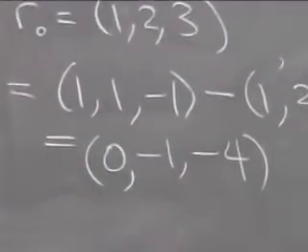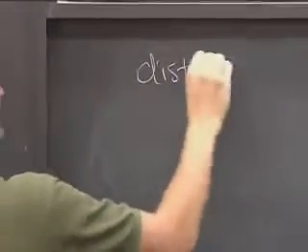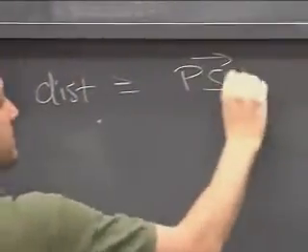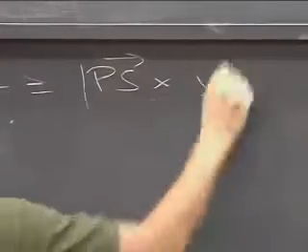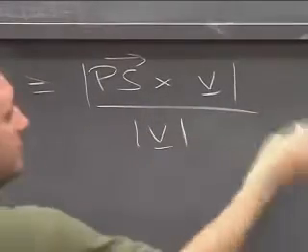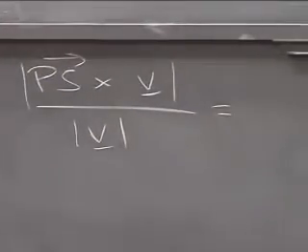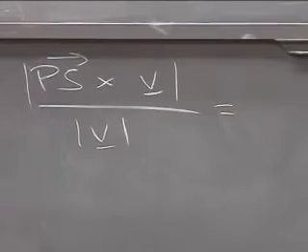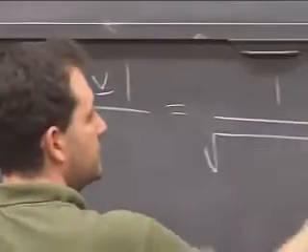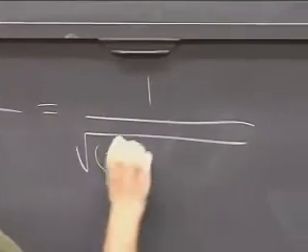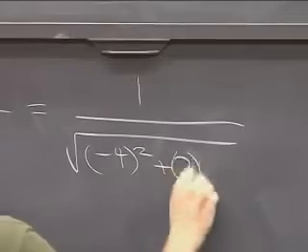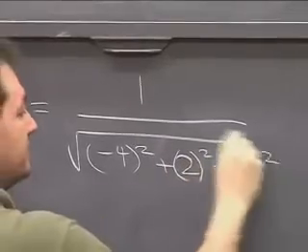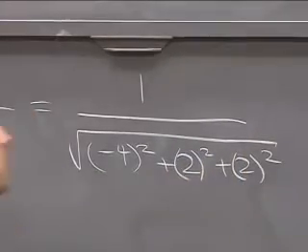And here's my V, so I just whack out the formula. So the distance is PS cross V divided by the length of V. So the length of V, well, square root of minus 4 squared plus 2 squared plus 2 squared. We'll worry about that later. We're going to take this cross product.